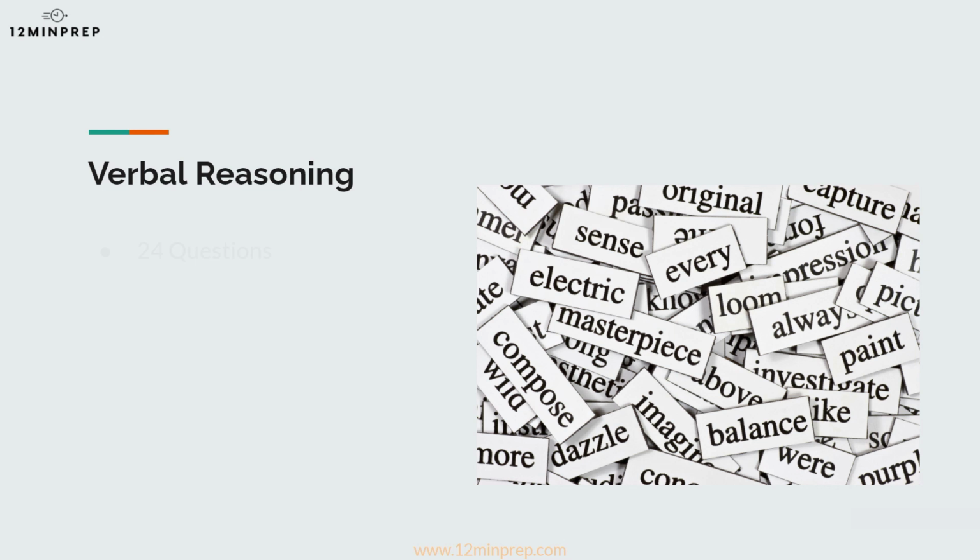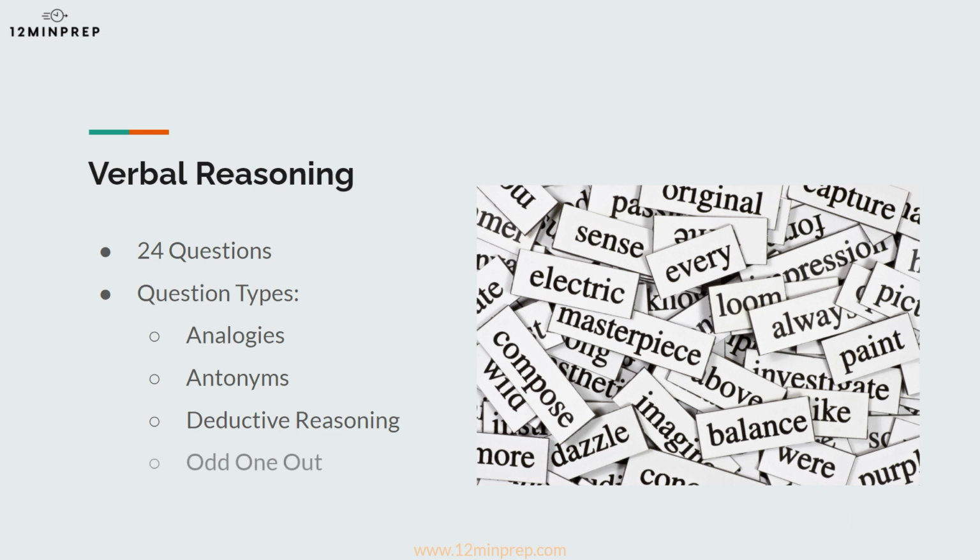There are a total of 24 verbal reasoning questions. These questions will evaluate your understanding of the English language, as well as your ability to think critically and draw conclusions. Question types include analogies, antonyms, deductive reasoning, and odd one outs.